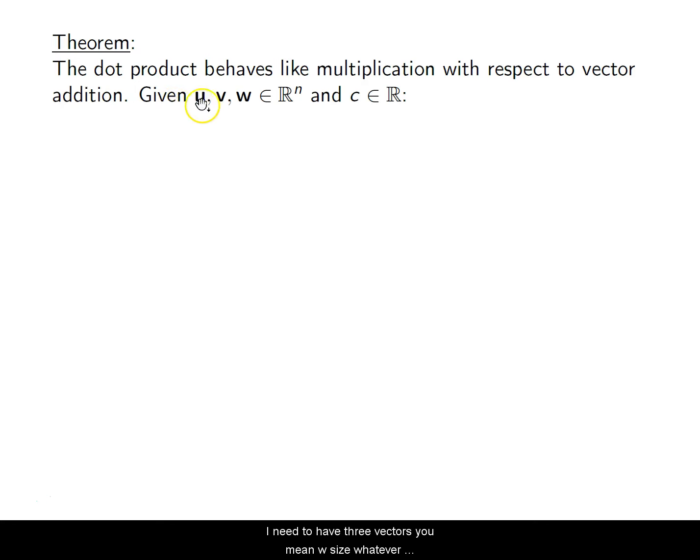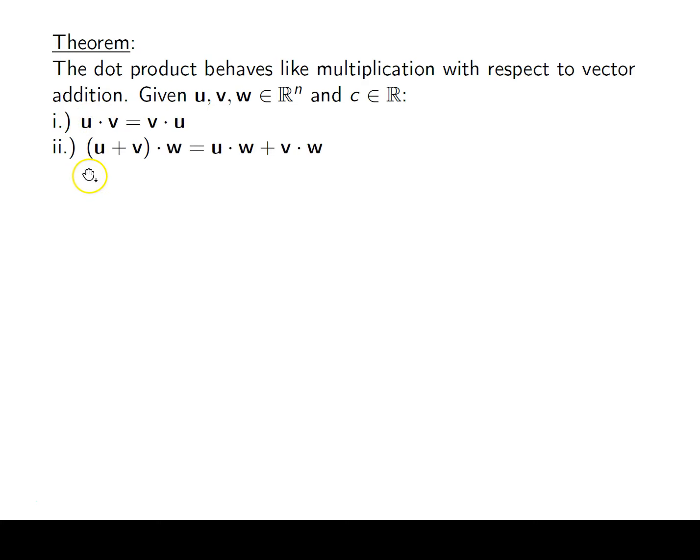So I need to have 3 vectors, u, v, and w, whatever size, right? It doesn't matter the size. And I'm going to have a scalar value, which is my value of c here. Okay, so c is the scalar. The boldface obviously are the vectors. If I take the dot product of u times v, that's the same as the dot product of v times u. So it is commutative. It doesn't matter the order, right?